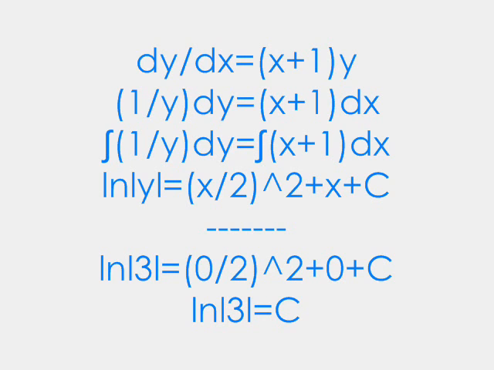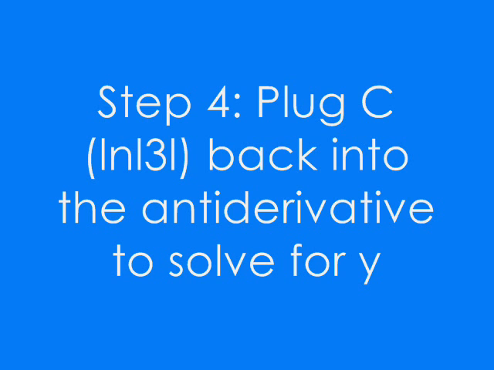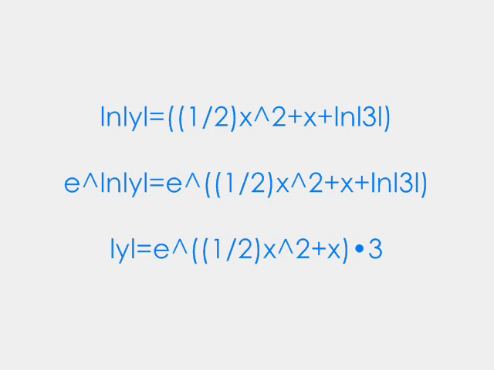C equals the natural log of the absolute value of 3. Step 4. Plug c back into the antiderivative to solve for y. After plugging in c to solve for y, you must use e to simplify the natural log.